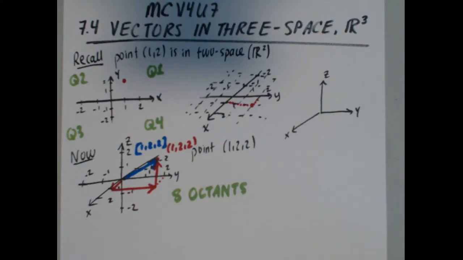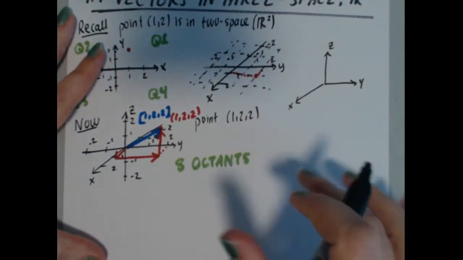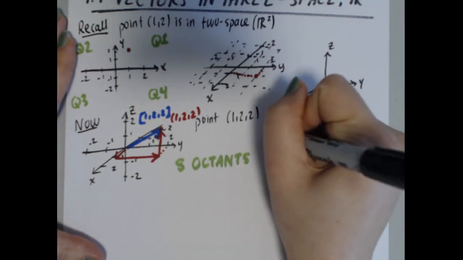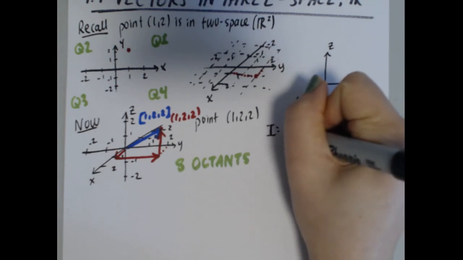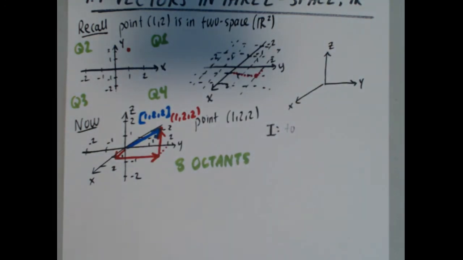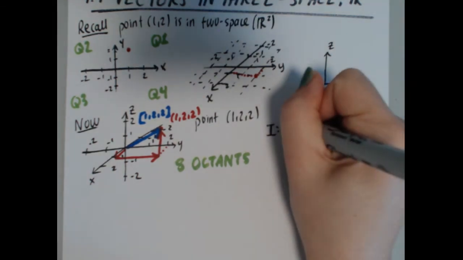Okay. So when we have, for example, octant 1 is also known as top. Oh, hang on a second. This marker is dead. Let me try this one.